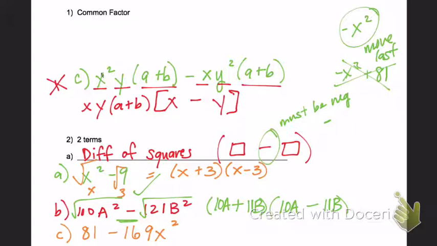And so let me show you what that would look like. So I put my two parentheses. I have a plus and I have a minus. So what is the square root of 81? 9. What is the square root of 169x squared? 13x. So it would be 9 plus 13x, 9 minus 13x.